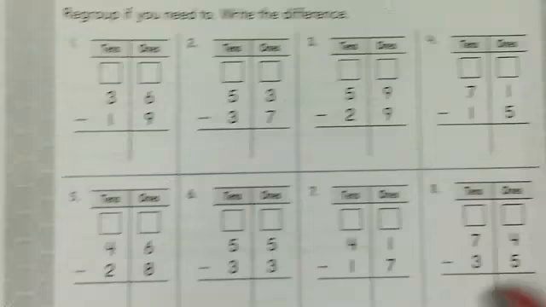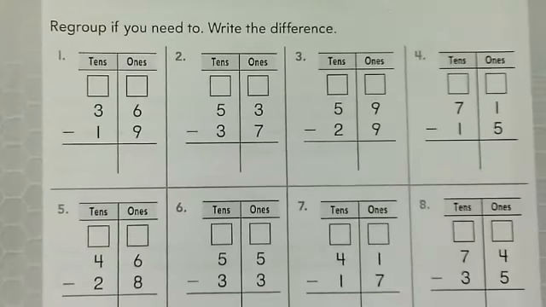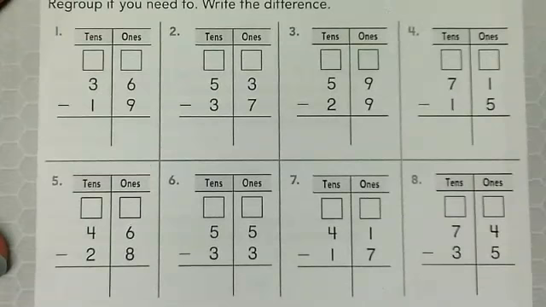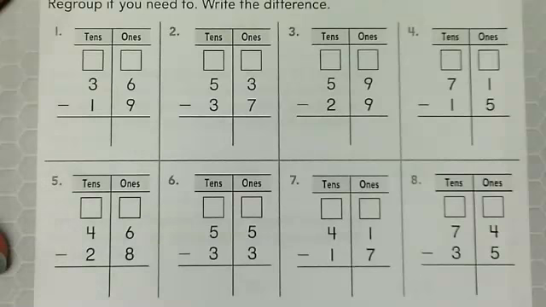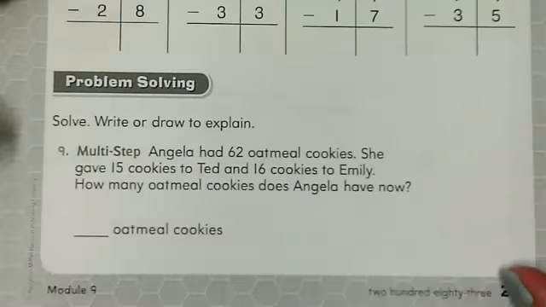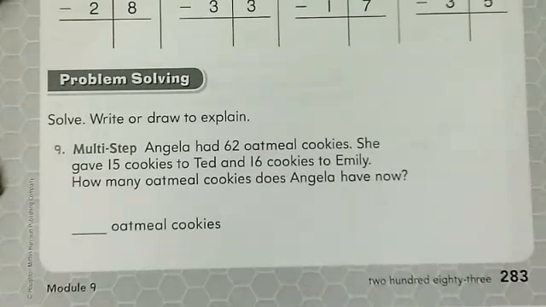That's page 2. Page 3 is more subtraction practice. It says regroup if you need to, write the difference. Remember your rules. More on top, no need to stop. More on the floor, go next door and borrow 10 more. This is truly just subtraction with regrouping practice. And then you have a word problem at the bottom.